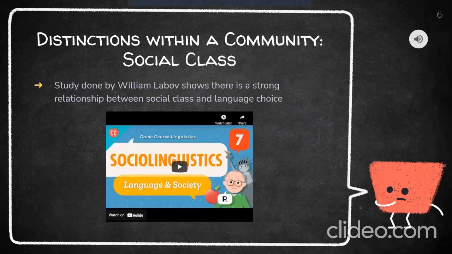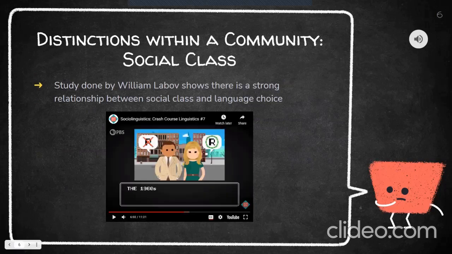So on this slide, I want to show a video explaining a study done by William Labov, which showed a strong relationship between class and careful speech styles. In the 1960s, he studied the classic New York accent where the R is dropped after vowels. So they say New Yock instead of New York.